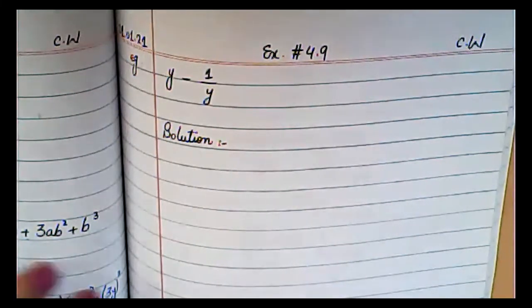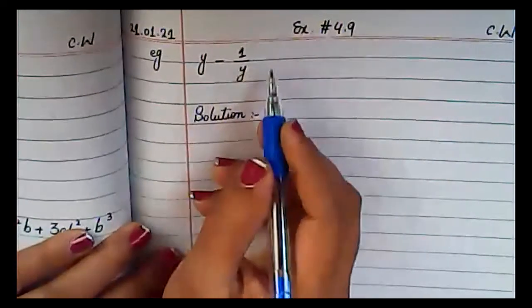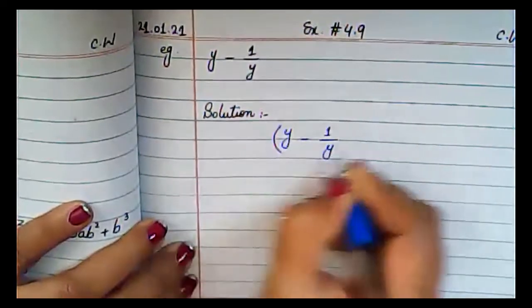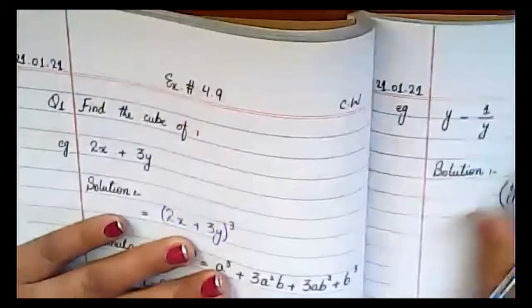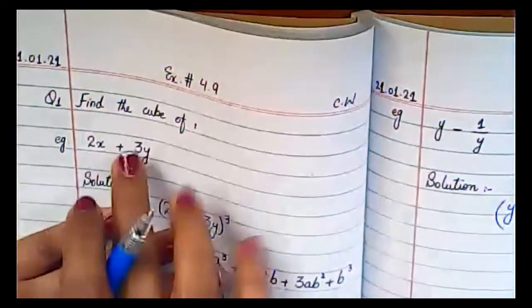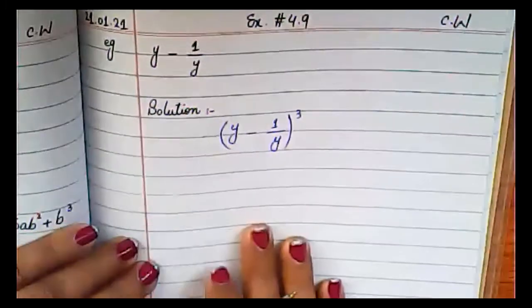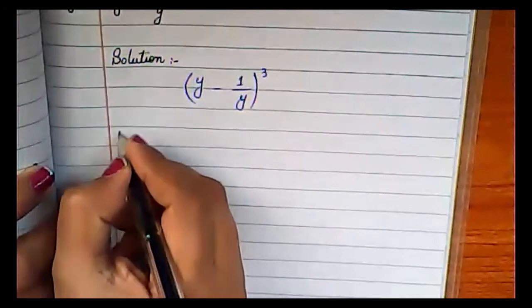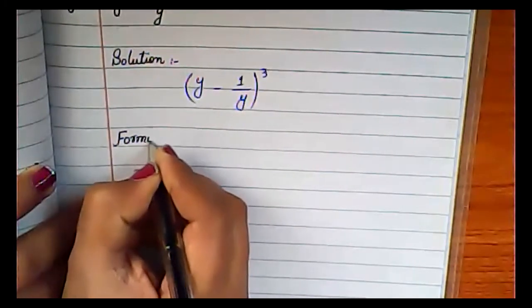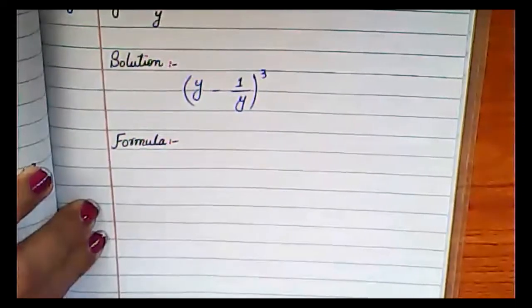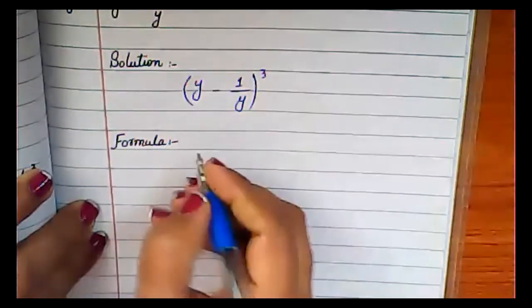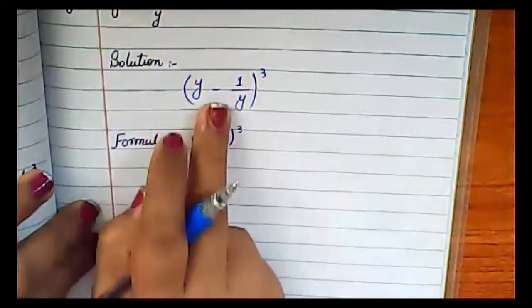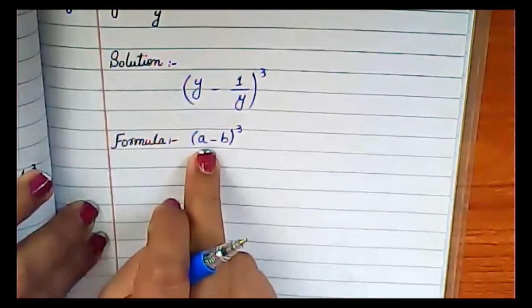Understand? Now, you have to take the cube of this y minus 1 upon y, because in the question you have to find out the cube of the given expression. Now, after that, you will write down the formula that you are going to apply here. So what is the formula? (a minus b) whole cube. Why a minus b? Because here you have minus sign. So again, you will apply the formula of subtraction here.